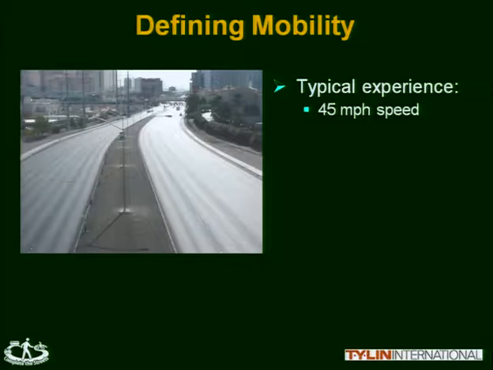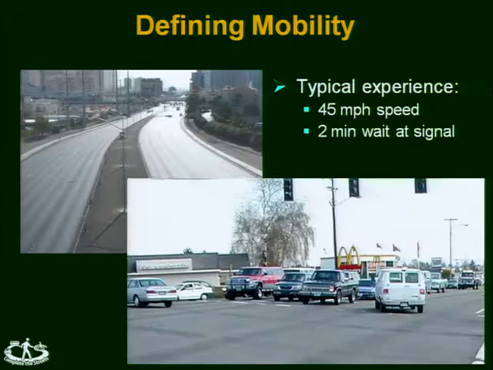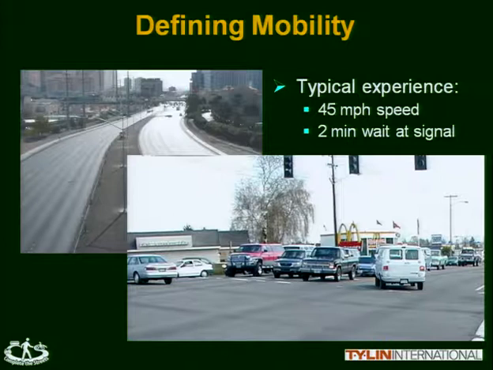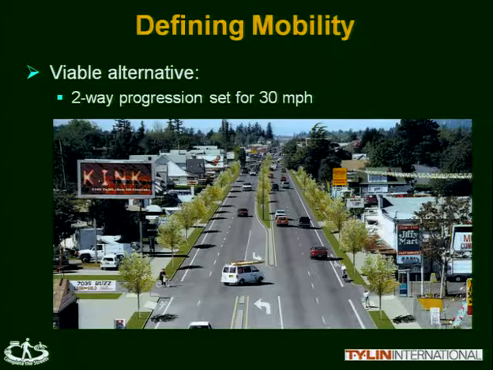And what do we get? Particularly in suburban areas, you go 45 miles an hour on your roadways, but then you come to a signal, and you wait for a couple minutes. Then you go 45 miles an hour, and you wait for a couple minutes. Why don't we just set the signals for the speed you want people to go at? That works. Set the speed for progression for 30 miles an hour. You can put up signs that say, speed set for 30 miles an hour, dummy. Get people to go the speed you want them to.